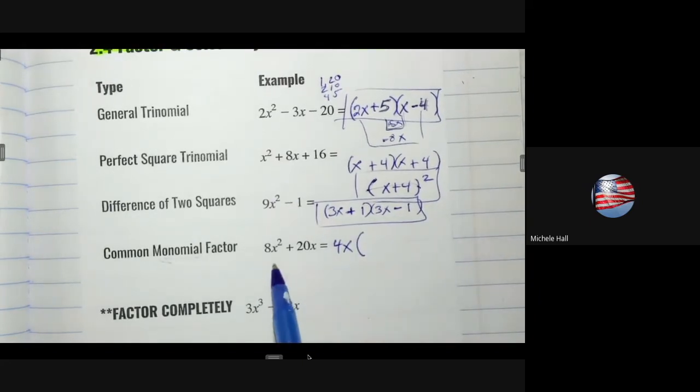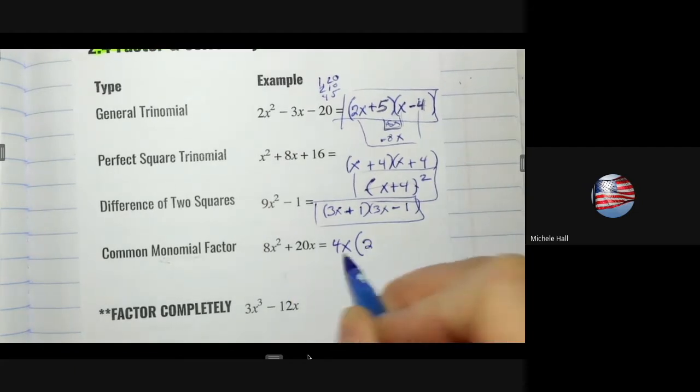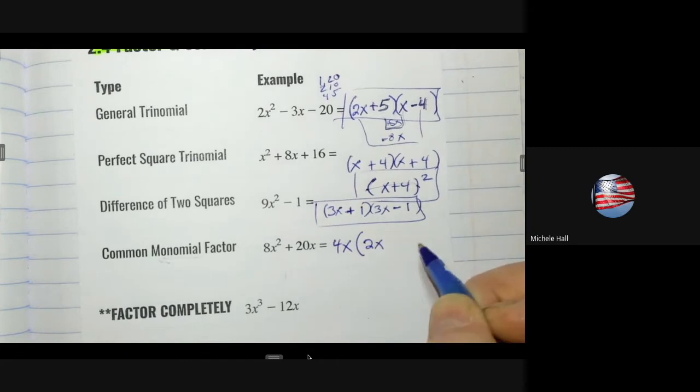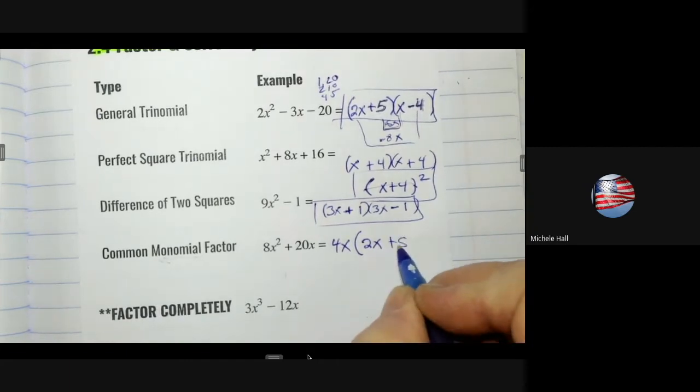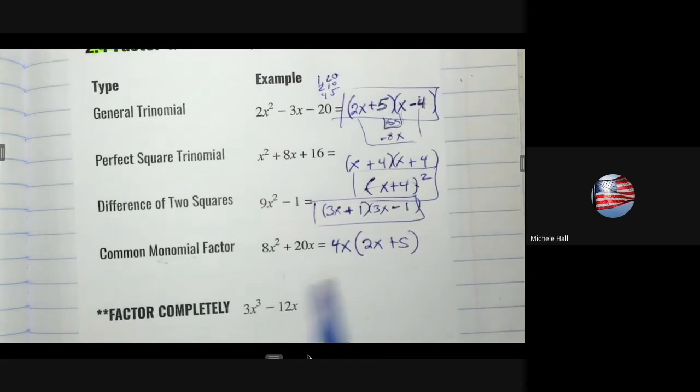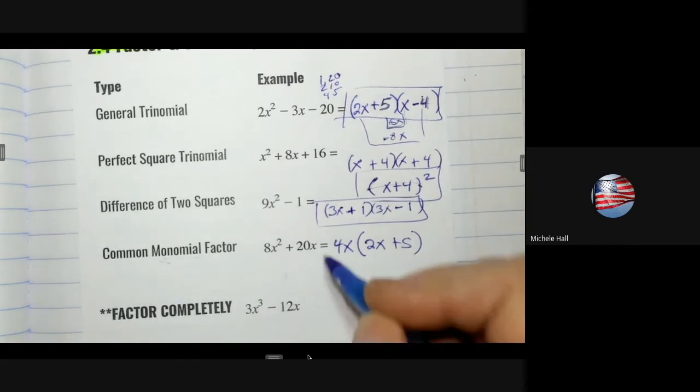When I take out 4x, that's going to be 8 divided by 4 is 2. X squared divided by x is x. And then 20x divided by 4x is 5. I can check to make sure I did it right by just multiplying it back together. Distributive property, 4x times 2x is 8x squared. And then 4x times 5 is 20x.